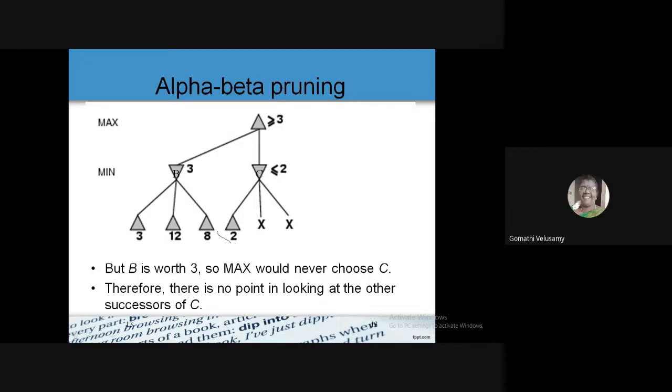It is choosing what? Among the three values, what is it choosing? 2. Minimum or maximum? Minimum. Very good. So as it is a min layer, it is choosing the minimum.